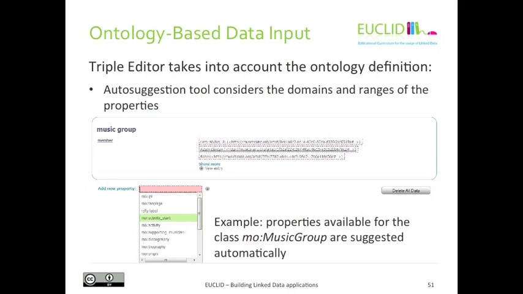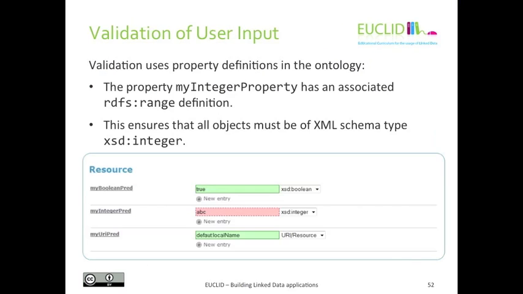Also based on either the ontology or a more manually placed configuration, data can be validated. What kind of input is eligible for a certain property? You can have data type restrictions, and if you enter something different, you won't be able to add new values that would hurt this constraint.